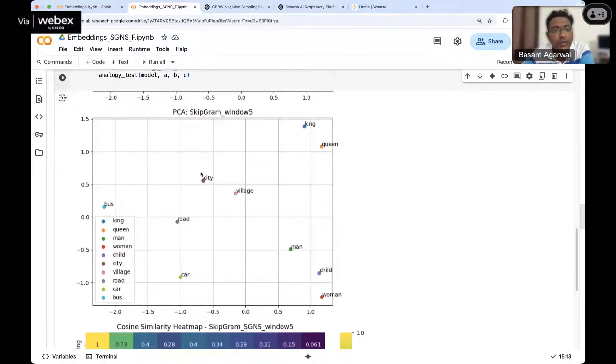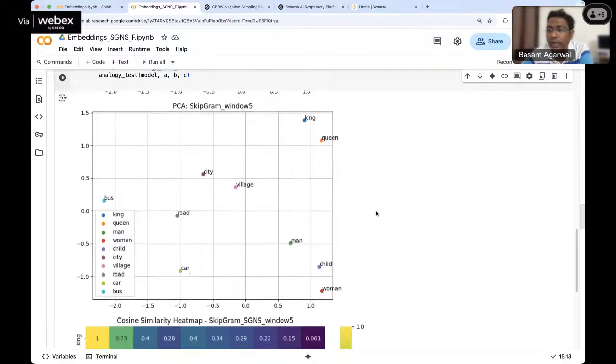City and village is also quite good, bus, road and car. Bus and car are far apart, maybe that should be closer, but apart from that, the king-queen analogy is quite nicely captured. Okay.